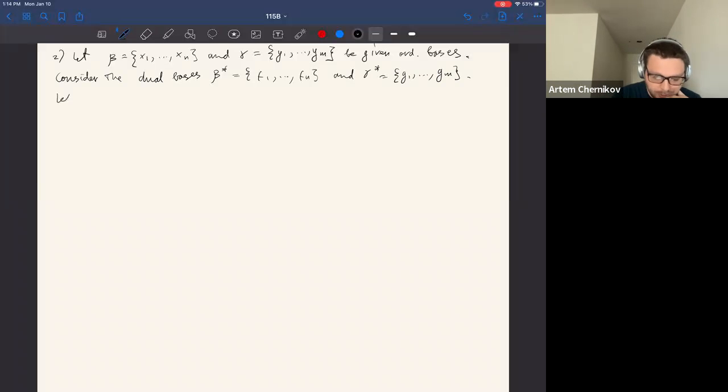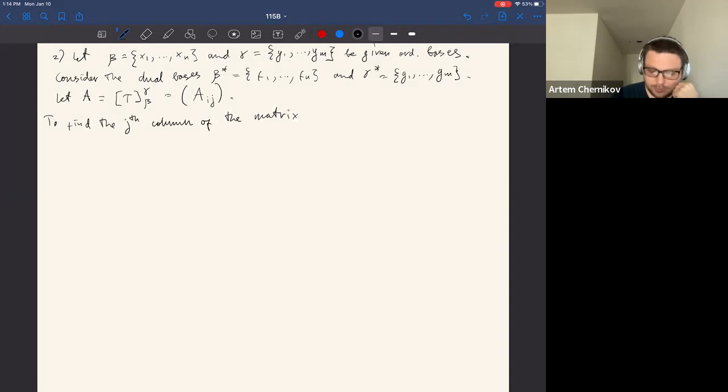Now let A be the matrix representing T with respect to beta and gamma. As usual, when we write a matrix, we denote its entries as A_ij. Now our task is to determine the matrix corresponding to the linear transformation T^T. So to find the jth column of the matrix of T^T with respect to gamma star, beta star, since we already know that T^T is a linear transformation, it makes sense to talk about this matrix. We know that this matrix is well defined, but now our task is actually to determine it.